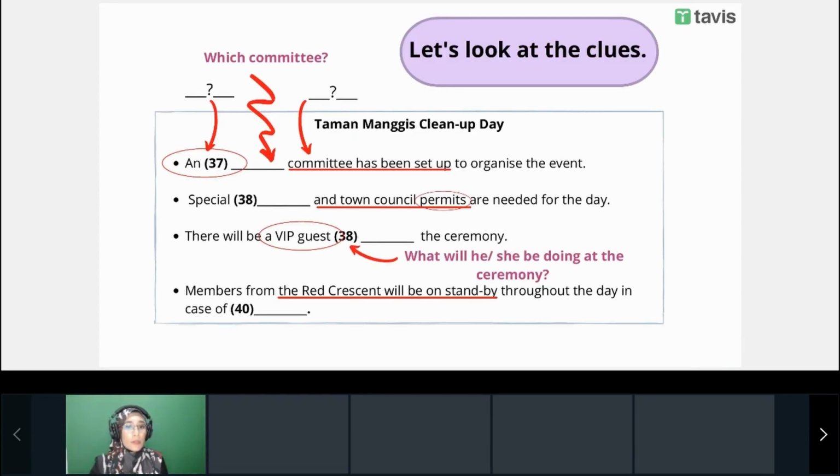Okay, so here I took the time to try and find out the clues, trying to highlight the keywords as well. So here, let's take a look. Question 37, it's asking you about some committee. The committee has been set up to organize the event. And you can see the clue here.